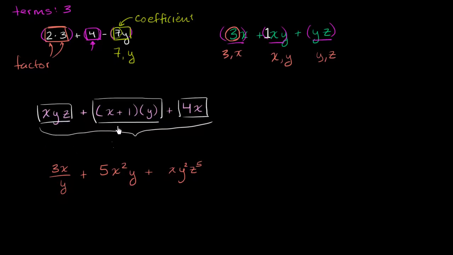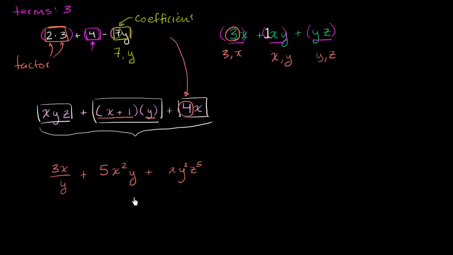How many factors does the second term have? Well, you could say it has 2 factors. One factor is x plus 1, and the other factor is y. It's multiplying this expression. The smaller expression itself is one of the factors, and the other one is y. And then this third one also has 2 factors, a 4 and an x. If someone said, what's the coefficient on this term? You would say the coefficient is the 4.